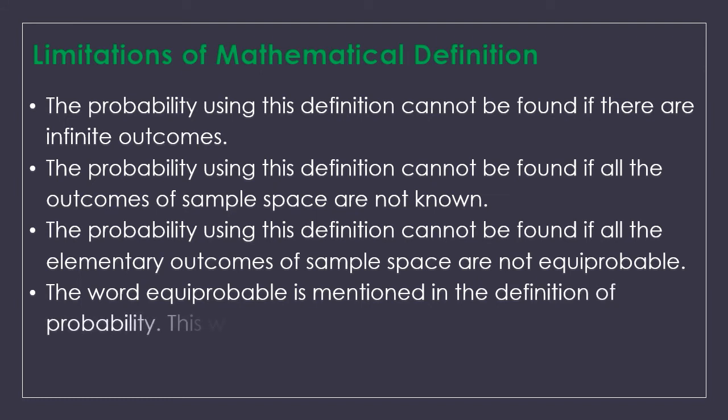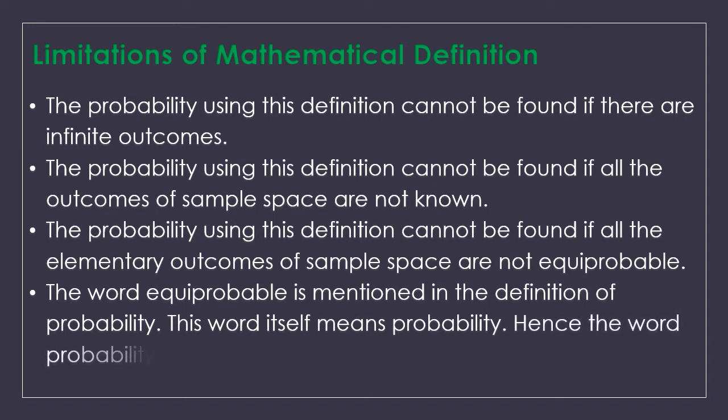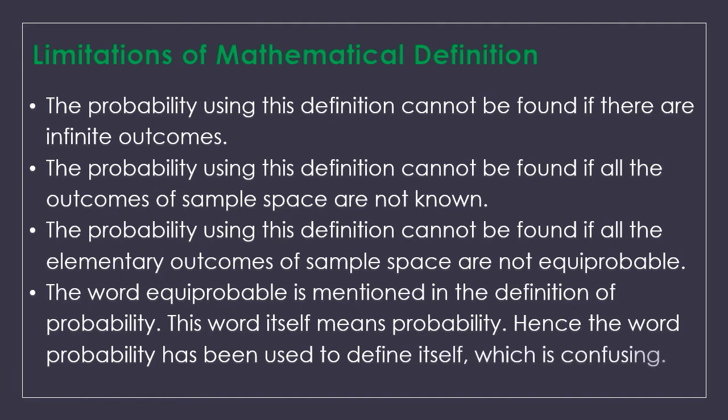Now the word equiprobable means having equal probability. That means we have used the word probability in its own definition, which is quite confusing. We are defining probability using the word probability itself, which makes it an incomplete definition. So that is one of the major limitations of the mathematical definition, that we are defining probability and still using the word probability indirectly in it.